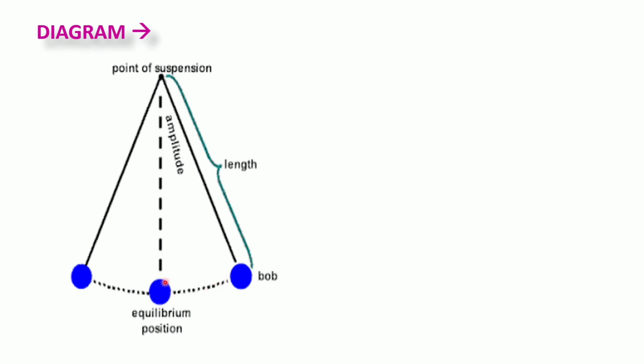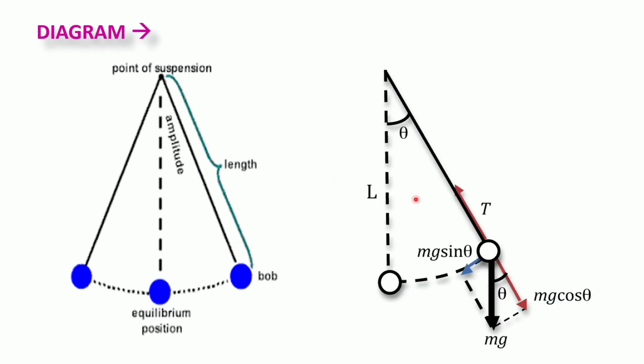In oscillation chapter you might have studied that the motion of simple pendulum is linear simple harmonic motion, where there is restoring force which tries to restore it back to its mean position. In this diagram you will observe that L is the length of the simple pendulum, that is the distance between the point of suspension to the center of gravity point.